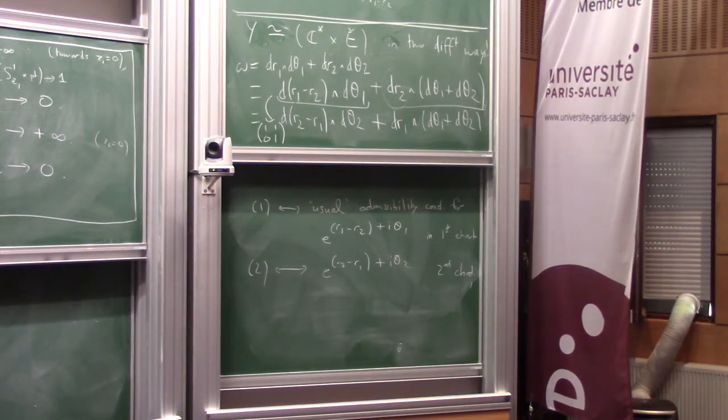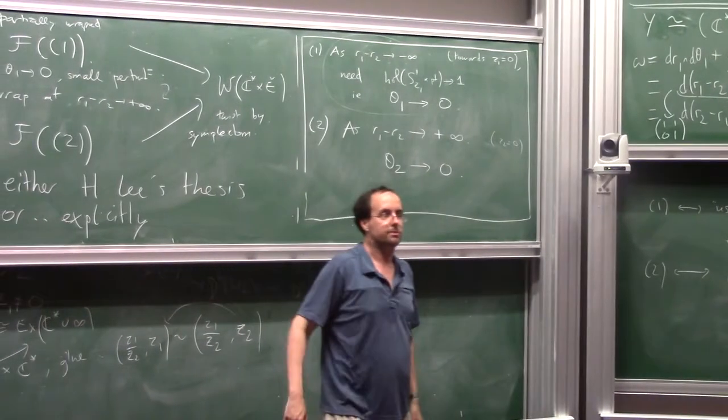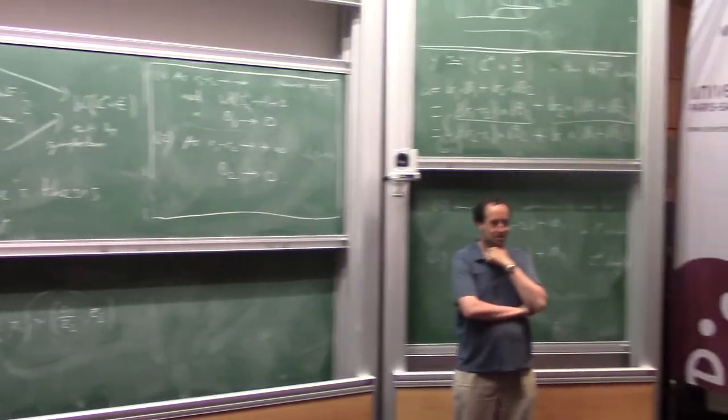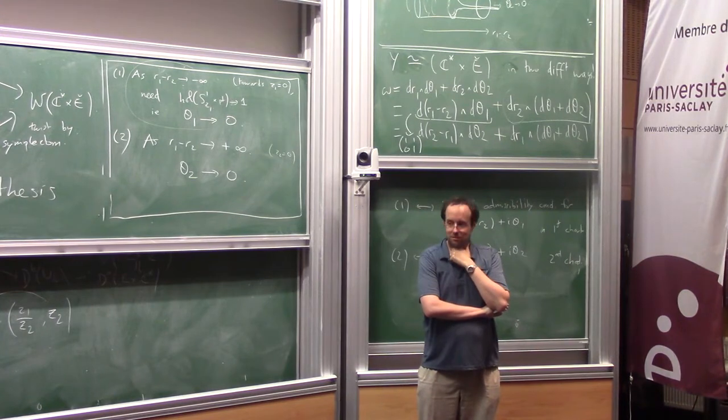And then the last thing to check is that indeed, as endofunctors of the categories for C star times elliptic curves, these match under mirror symmetry, which has not been done yet, but has not worked. Okay, thank you.